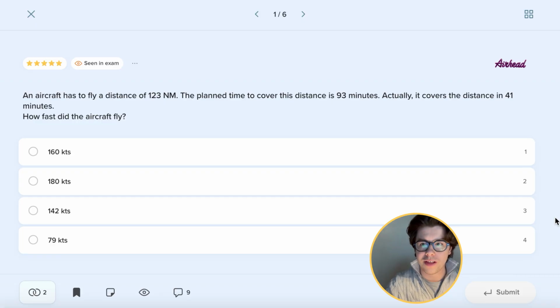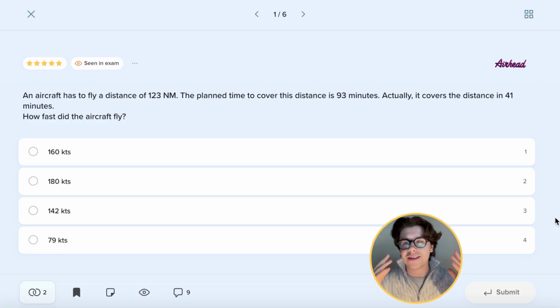I'll try to give you as many tips and exam ready explanations as I can. And let's jump into question number one. So question number one, an aircraft has to fly a distance of 123 nautical miles. The planned time to cover this distance is 93 minutes. Actually, it covers the distance in 41 minutes. So, how fast did the aircraft fly?